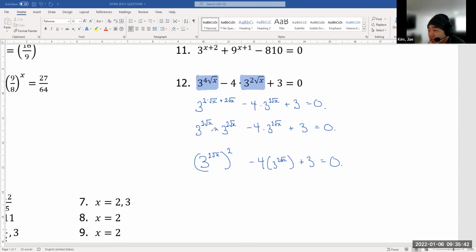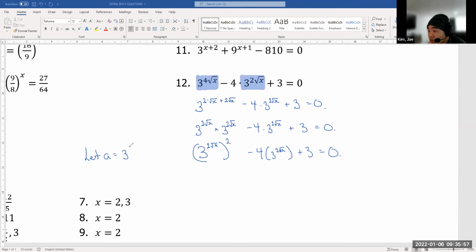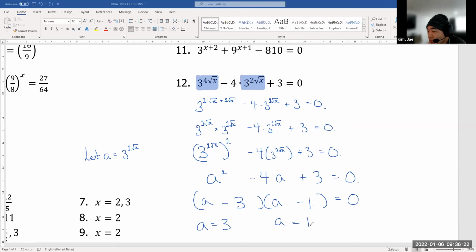And the reason this is what I'm going towards, right? After all the practice you've done so far, the reason why I want this to be my direction is because I can do a substitution. So let a equal 3 to the power of 2 root x, which means it's a squared minus 4a plus 3 equals 0. This means I can factor a minus 3, a minus 1. So a equals 3 or a equals 1.